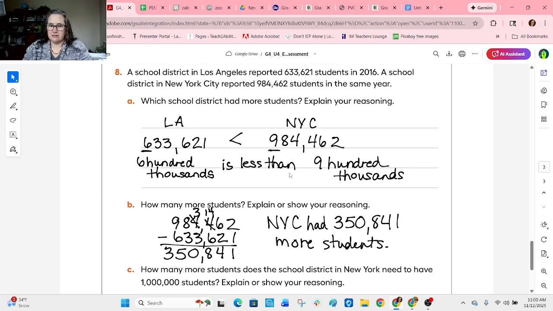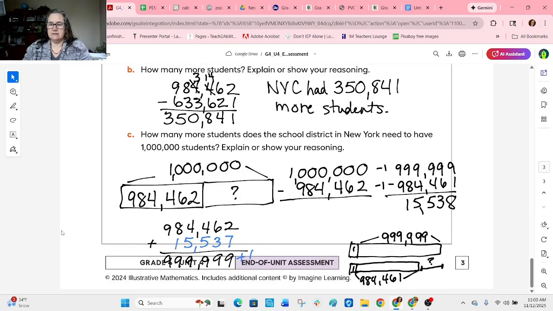We're comparing those numbers, so same strategies as before, noting that New York City has a greater number of students. How many more? They're going to subtract to find the difference. The tricky part is C. So thinking about how do we know how many more students New York City would need to get from 984,462 students to 1 million. The subtraction for this is really hard.